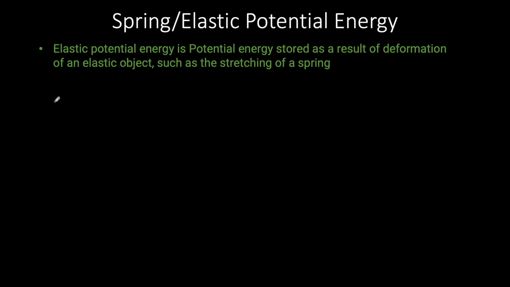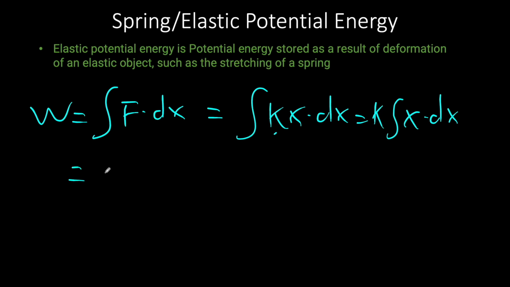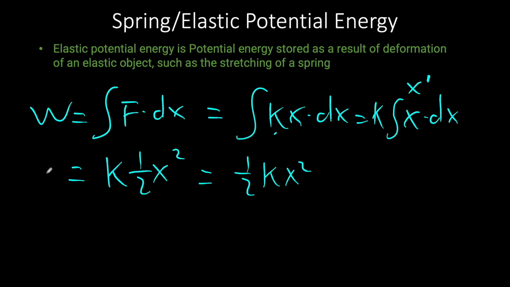So work is equal to the integral of f times dx. For a spring, that is gonna be equal to the integral of kx times dx. k is a constant, so by using the integral rule, it's gonna be equal to a half kx squared. So this is equal to a half kx squared, the spring energy.